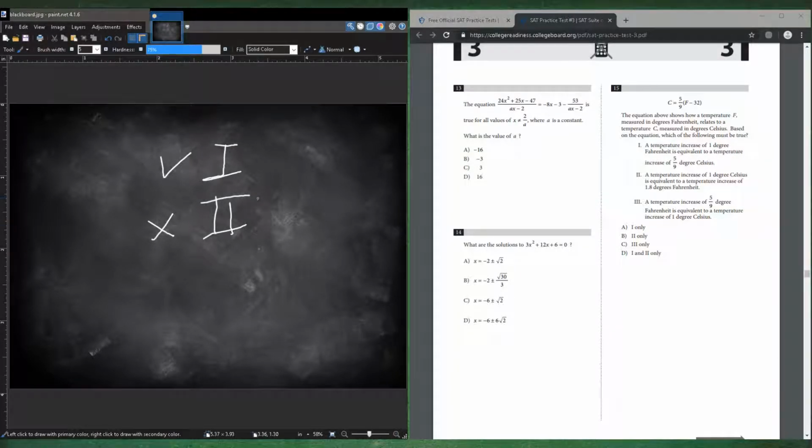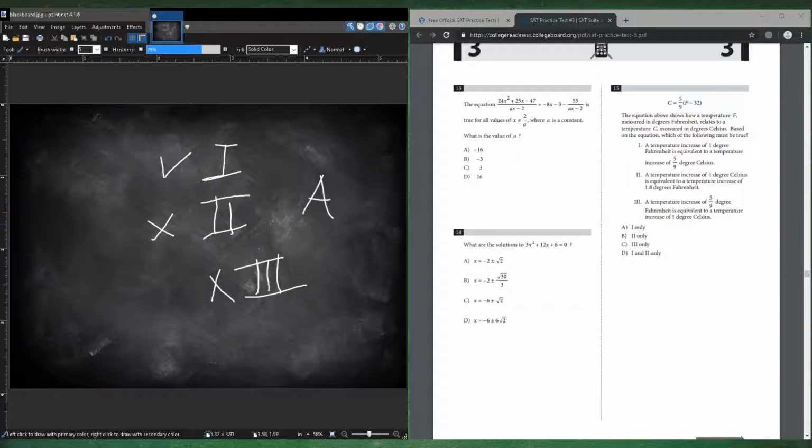A temperature increase of 5/9 degrees Fahrenheit is equivalent to 1 degree Celsius. That is also not true because, let's say you have 1 and then 1 and 5/9. Just because the Fahrenheit increased by 5/9 doesn't mean the Celsius increased by 5/9. The slope is telling us that if F increased by 1, then Celsius increased by 5/9. So that's also incorrect. So the only one correct is 1. So the answer is A.